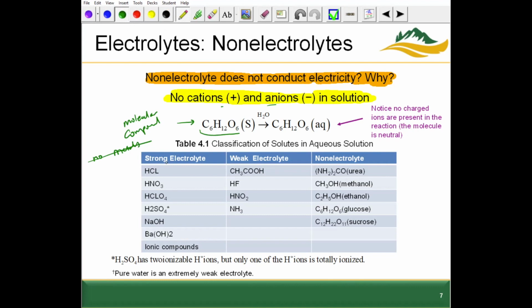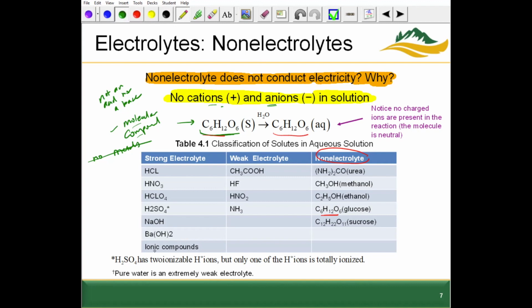And more specifically, it's a molecular compound that's not an acid or a base. We'll talk about how to differentiate molecular compounds from acids and bases. For now, know this is not an acid nor a base, and it is a molecular compound, so it will not dissociate into any anions or cations in solution. So this molecule, which happens to be glucose, will not further dissociate into cations and anions. This is why this is considered a non-electrolyte.